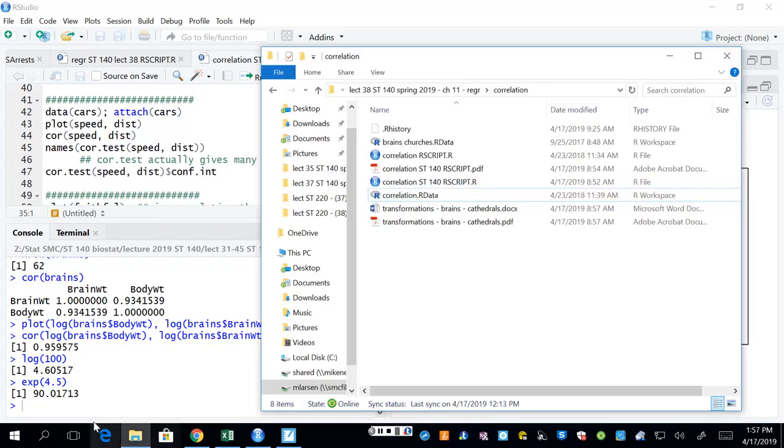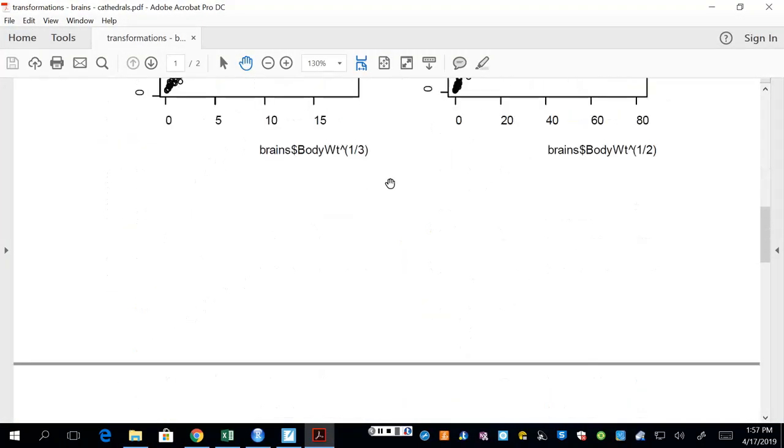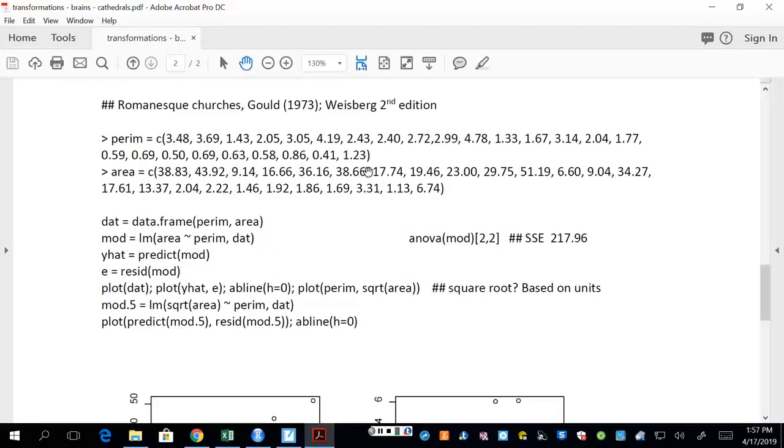Another example in which this happens is some measurements are in distance, some are in area, some might be in volume. So as you square and cube things, you get these nonlinear relationships, right? And Stephen Jay Gould, in addition to being interested in science, was very interested in baseball and also churches, so in architecture. So Weisberg is an applied linear regression book. There's a data set in there about measuring the perimeter and area of Romanesque churches.